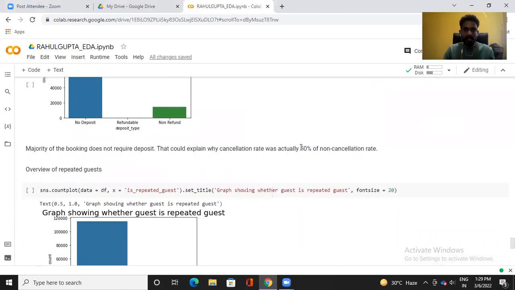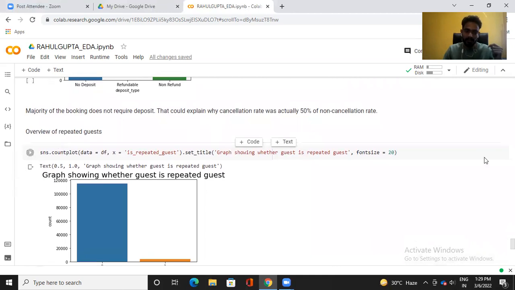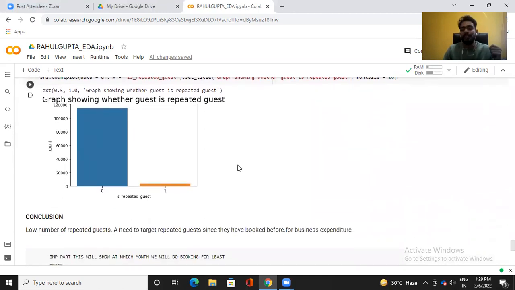Then we found out whether the guests are repeated or not, and definitely it's a very big problem that the maximum number of people are not repeated. So here we will do lots of things for repetition of customers. First, we may give some coupons and discounts to repeated customers at the same hotel or in the same area.